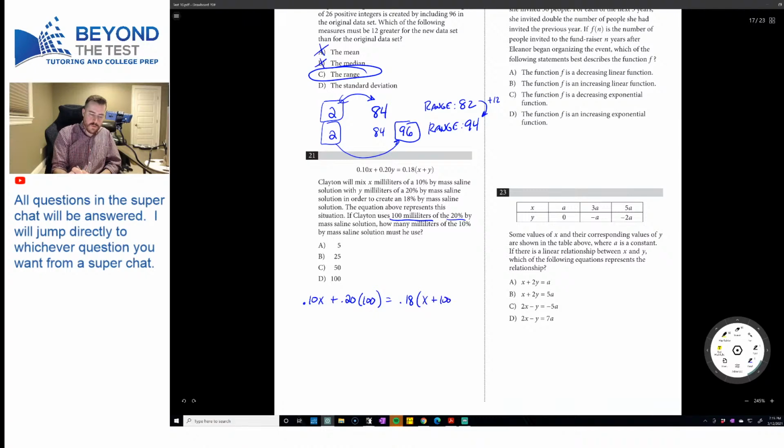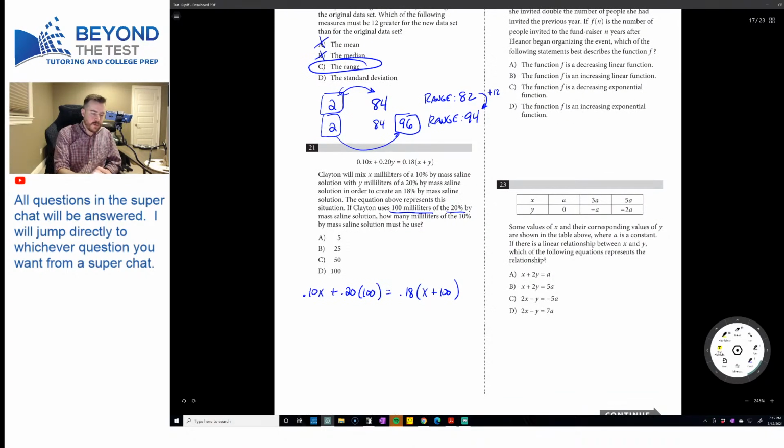0.18x plus 100 here. Okay, so we get 0.10x. This is the same thing as 20% of 100, which is just 20. Again, you can type that into the calculator if you didn't know that. Then we're getting 0.18x, and then 18% of 100, which is just 18, or you move the decimal 2 over. And now we're going to go ahead and solve this. So I'm going to minus off the 0.10x, which would be 0.08x. I'm going to subtract off the 18, so we get 2.